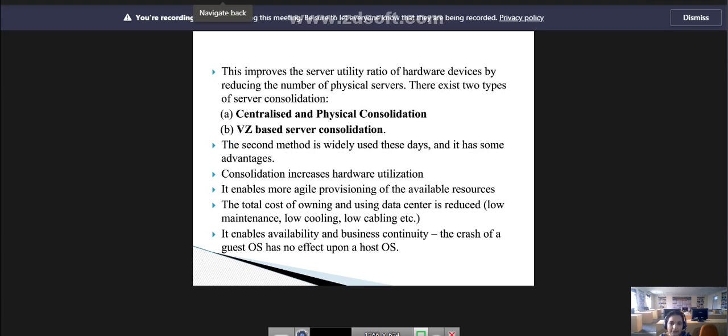This improves the server utility ratio of hardware devices and reduces the number of physical servers. There are two existing approaches to server consolidation: centralized and physical consolidation, and virtualization-based server consolidation. The second method is widely used these days and it has some advantages. Consolidation increases hardware utilization, with more provisioning of available resources. The total cost of owning and using the data centers is reduced through low maintenance, low cooling, low cabling, etc. It enables availability and business continuity. The crash of a guest operating system has no effect upon the host operating system.